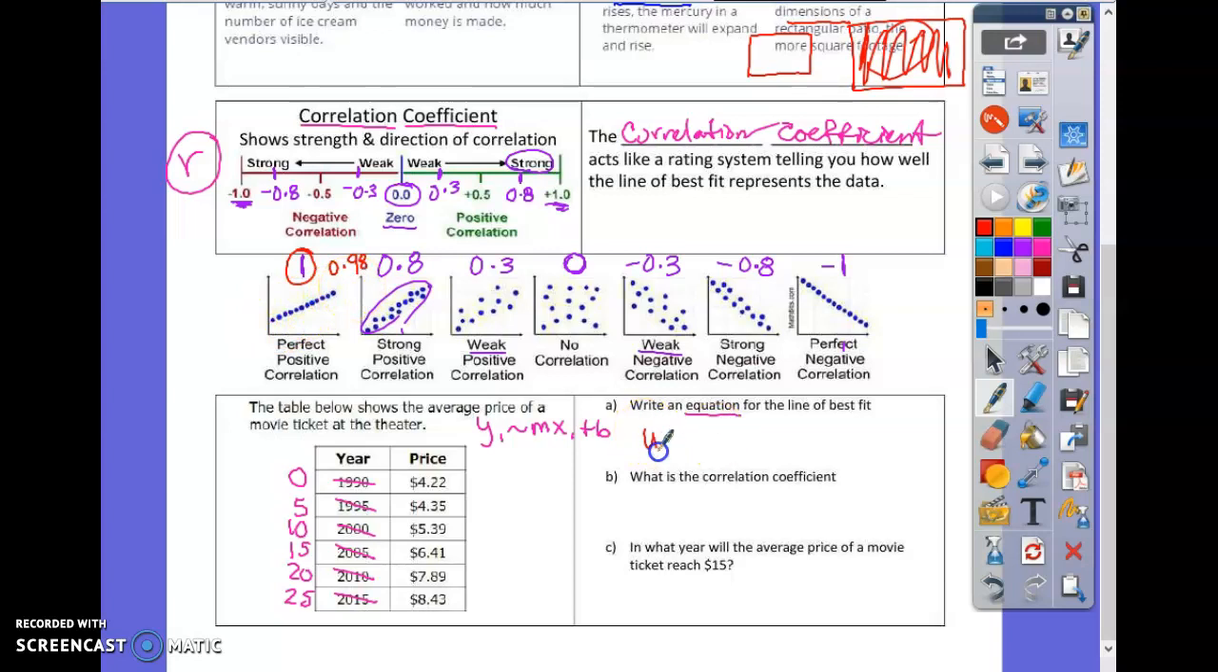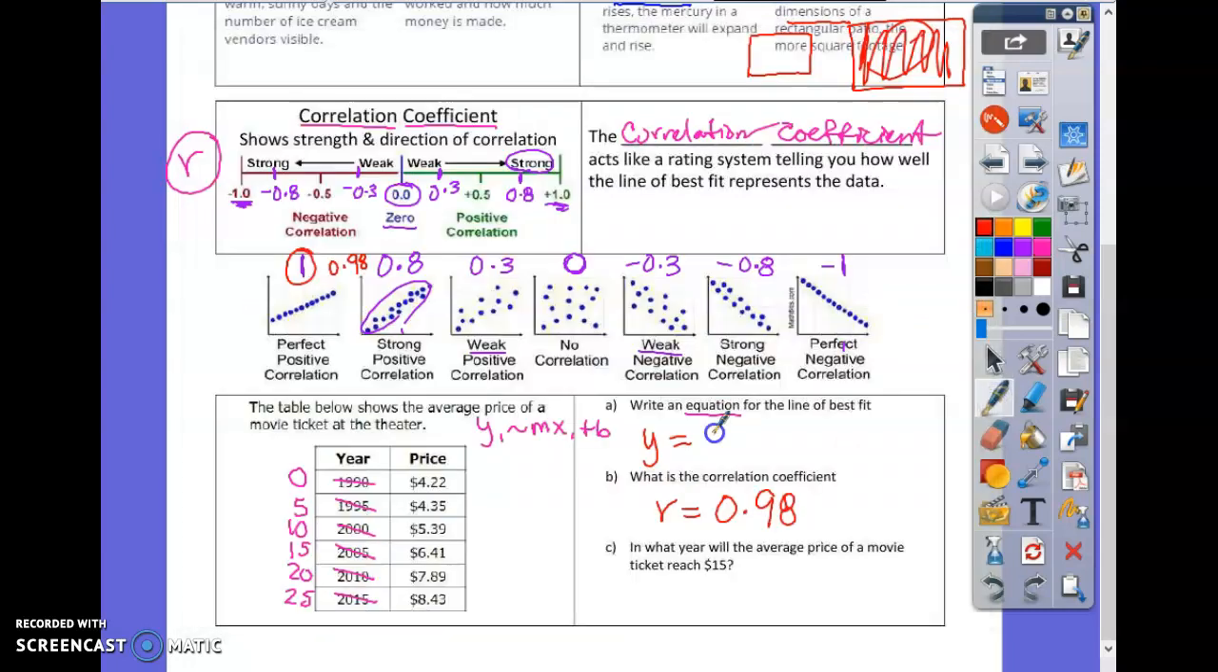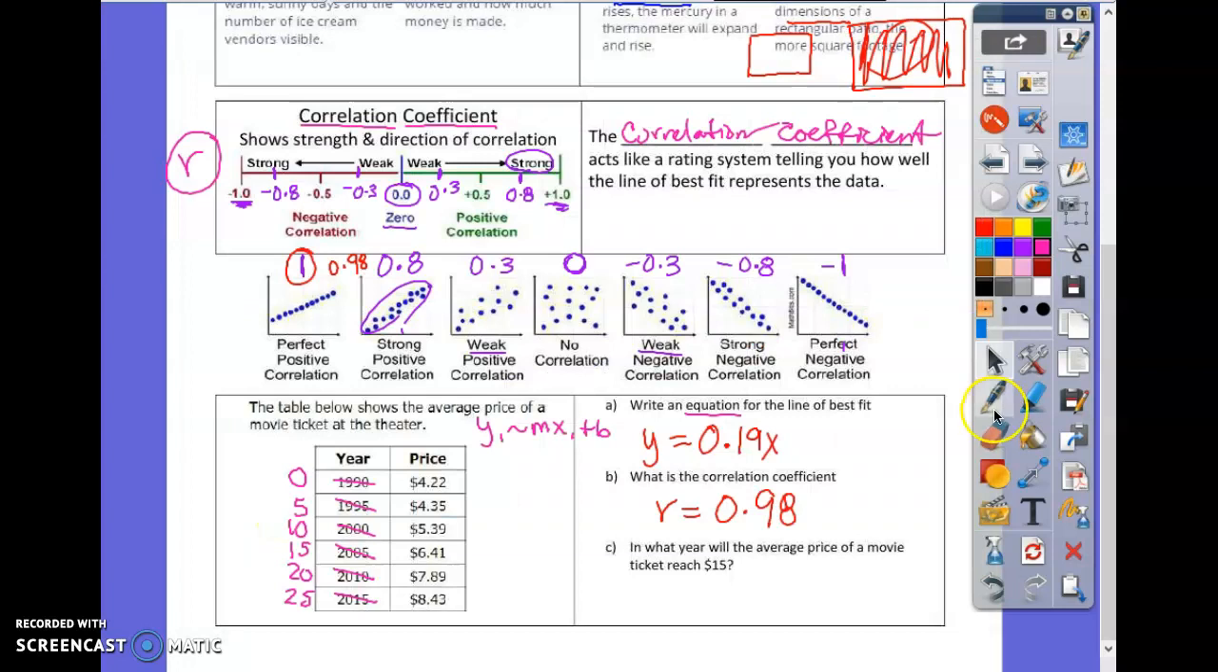So right here we're going to type the equation. It's going to be y equals, and right here the correlation coefficient, R equals 0.98. Okay, so what was my equation? Let's go look. My M is 0.19. If I round it, 0.19. So I'm going to put y equals 0.19x. Don't forget your x. Plus 3.78. So I'm going to write it down and I'm going to type it again in decimals because we got to go find in what year did the average reach 15. So I want what year, the x, that gives me about 15.